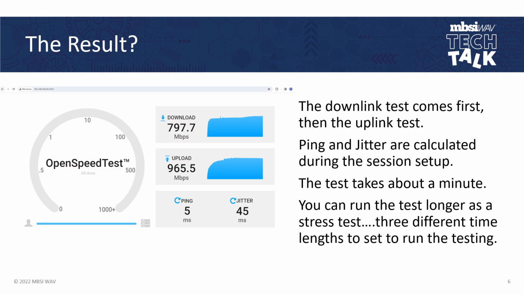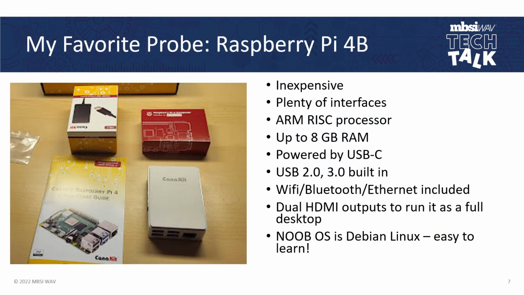This happens to be the result from a device behind a network that I've got in my lab, and so I've got some latency in the downlink, but the uplink is pretty much wide open, as you can see here. Anyway, my favorite probe is a Raspberry Pi 4B. I've got a few of these, and I try to buy them with as much RAM as I can get in them. I got 4 gig in a couple, and I've got 8 gig in a few. Powered over a USB-C port, running Debian Linux. It's easy to learn and easy to manipulate.